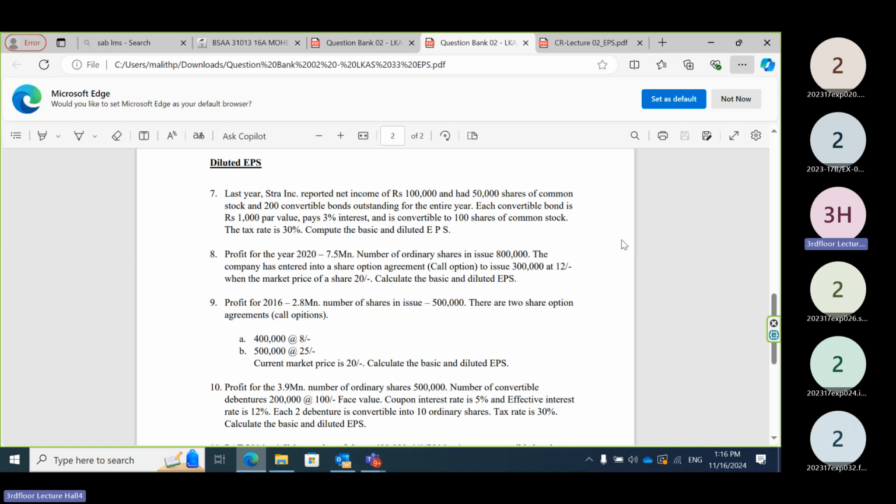1 minus T. Why? We have a tax benefit. 30% tax. That benefit also should be adjusted. Why? This is profit after tax. One minus T should be adjusted, if it is necessary. That is why 1 minus T should be adjusted.